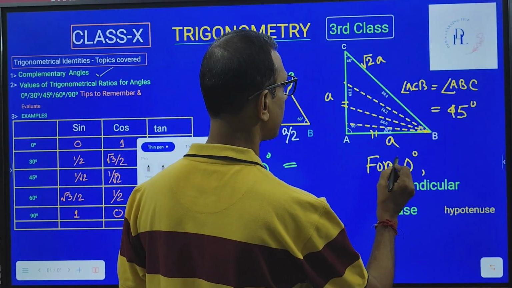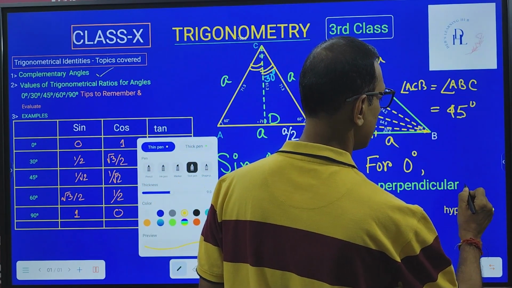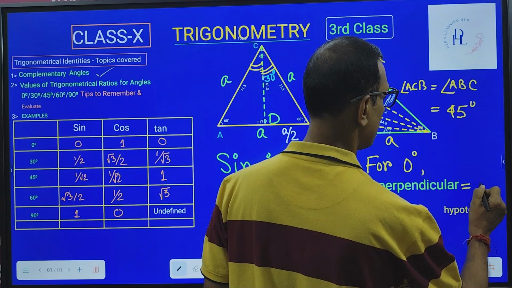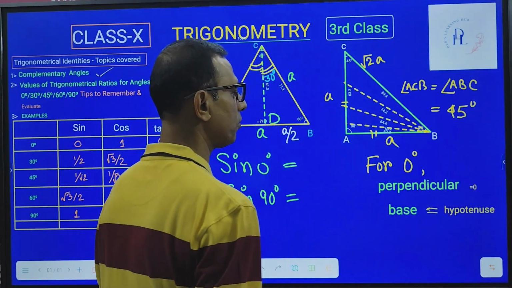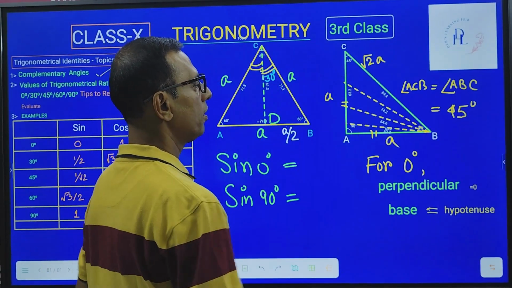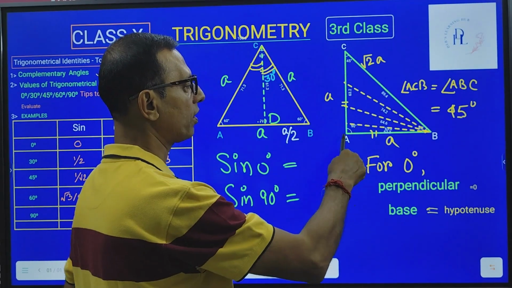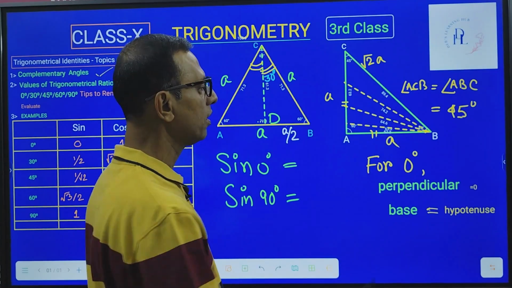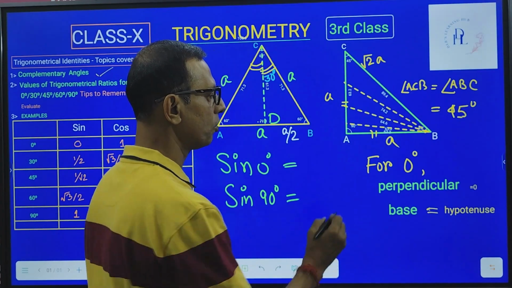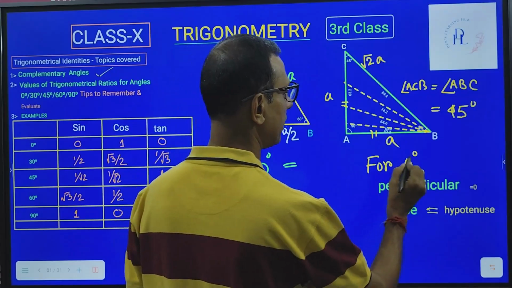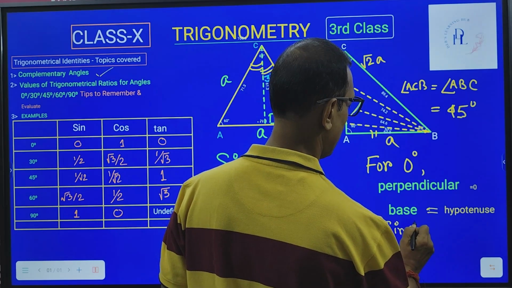Okay, so in that case what is going to happen? Perpendicular will be trending towards 0. Perpendicular equals 0 and base equals hypotenuse. Now if perpendicular equals 0, what is the formula of sin theta? Sin 0 degree equals perpendicular by hypotenuse. Whatever the length of the hypotenuse, it doesn't matter, but your perpendicular is 0. That means 0 by something means 0. That is why the value of sin 0 equals 0.